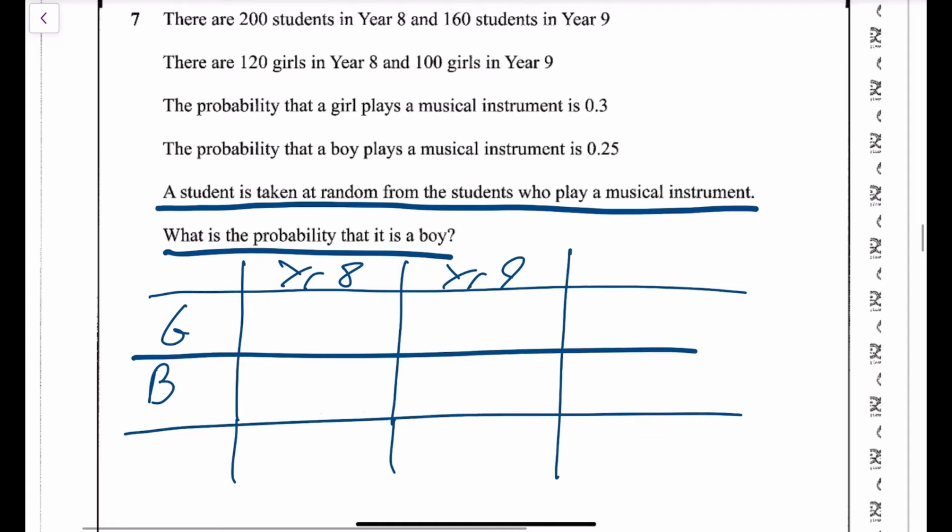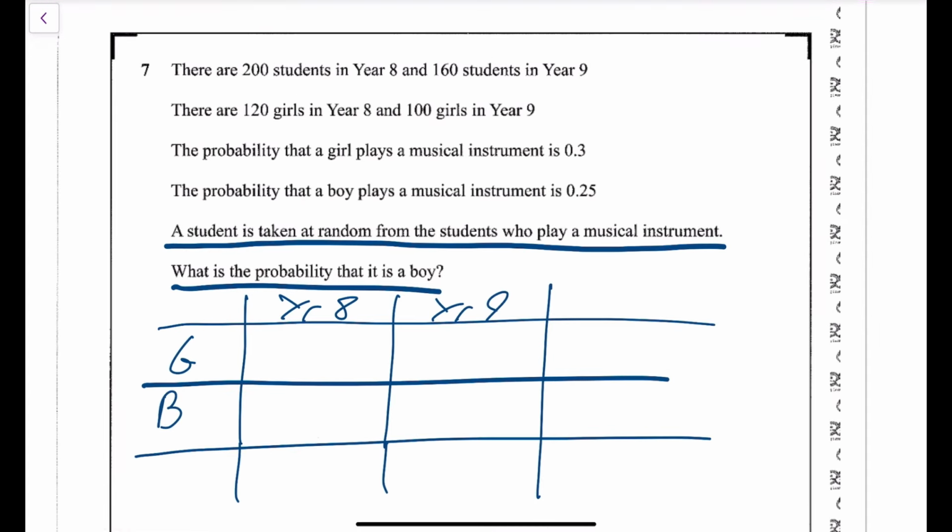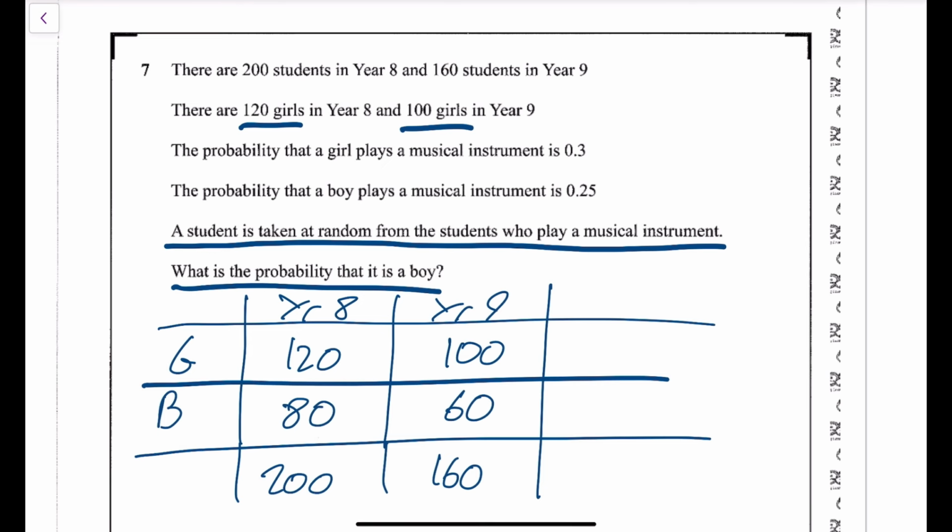Okay, so here we had 200 students in year 8. So year 8 was a total of 200 students. I did a 2-way table, and 160 students in year 9. And it says there are 120 girls in year 8, so that's 120, which means the boys must be 80 for year 8. There are 100 girls in year 9, so that's 100 girls in year 9. That means there must be 60 boys in year 9.